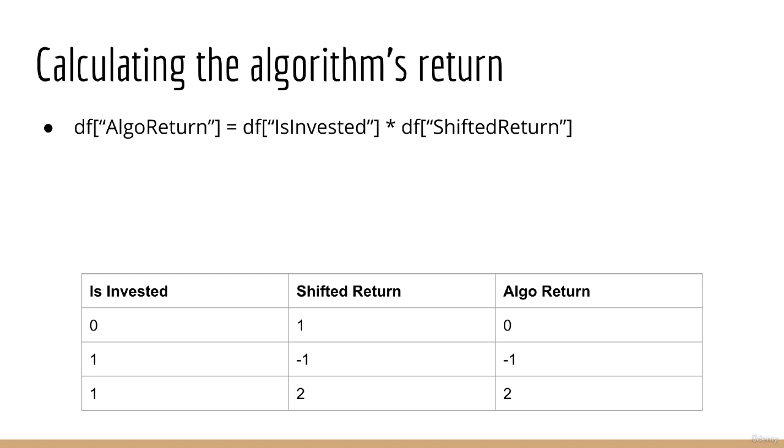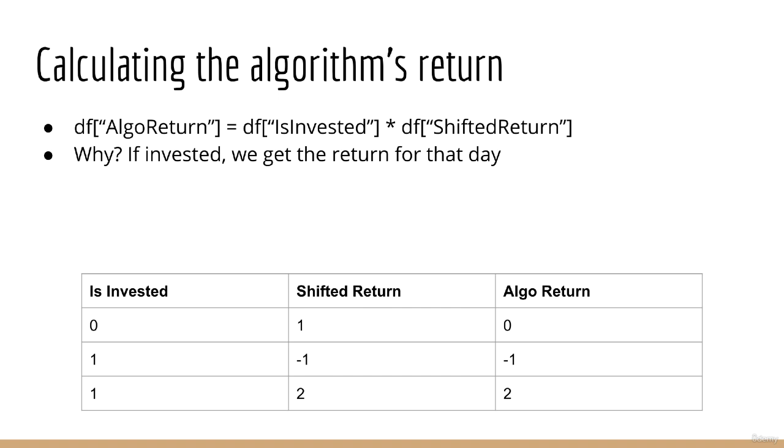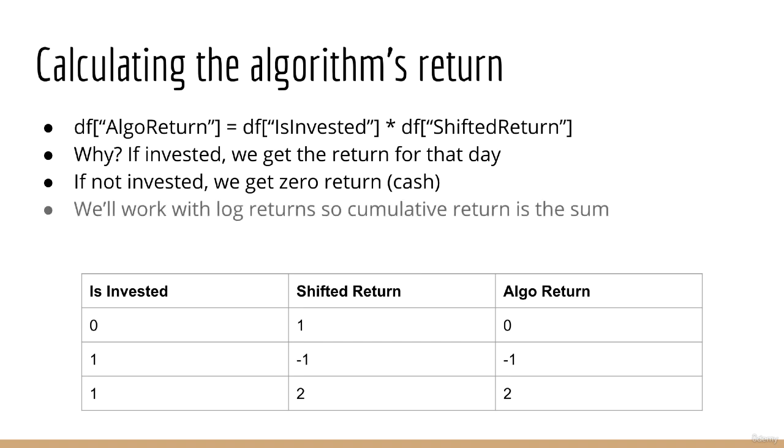So why does this make sense? Well, if we are invested, then we will get the return for the day we are invested. That's equivalent to multiplying by 1. If we are not invested, our return is 0, since we are just holding cash. So that's equivalent to multiplying by 0. Oh, and by the way, we'll be working with log returns, so the total cumulative return will just be the sum of the individual daily log returns.